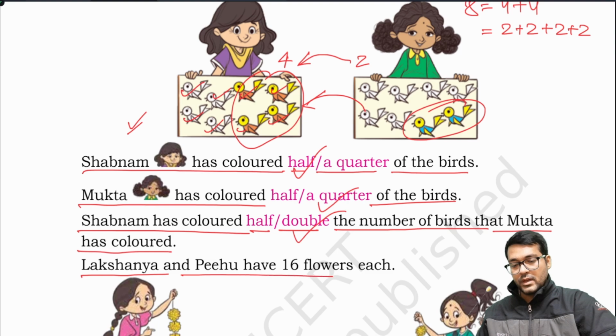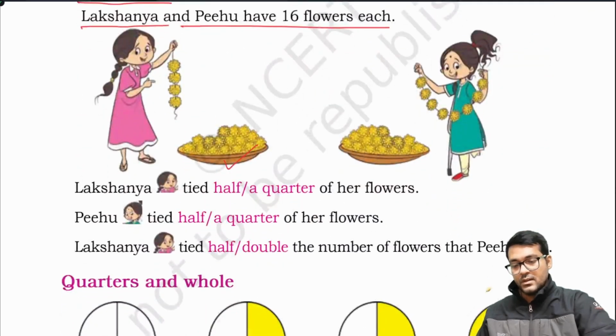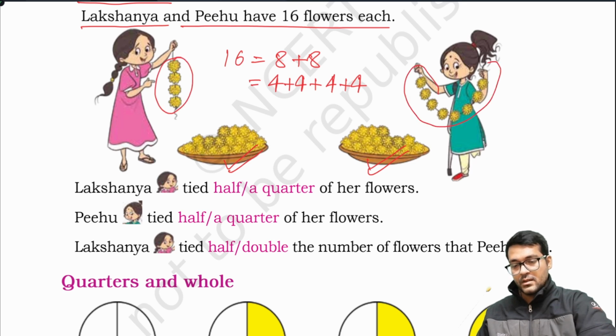Lakshanya and Pihu have 16 flowers each. You can see it here. Here are 16 flowers. 16 is equal to 8 plus 8. Half will be 8. Quarter will be 4. Lakshanya has tied 4 flowers and Pihu has tied 8 flowers.